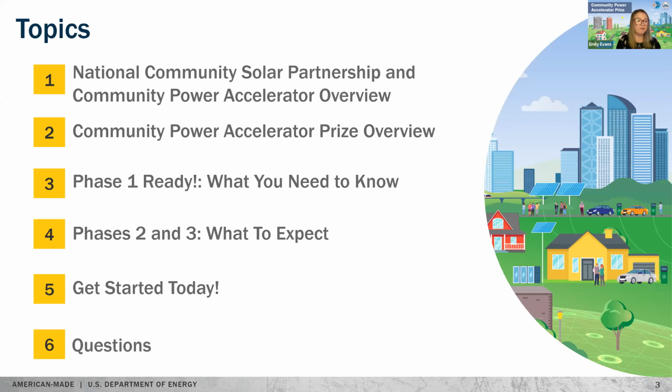For our agenda today, we're going to plan to cover 5 topics and then end up with Q&A. We're going to talk about the National Community Solar Partnership and Community Power Accelerator, and give an overview of both of those two great programs. Then we're going to focus in on the Community Power Accelerator Prize, give you a high-level overview, and really dive into the details of what you need to know to be successful in phase 1. We'll wrap up with an overview of what to expect in phases 2 and 3, and some action items for how you can get started in the prize if you're curious. Then with any time remaining, we will be happy to answer any questions that you may have.